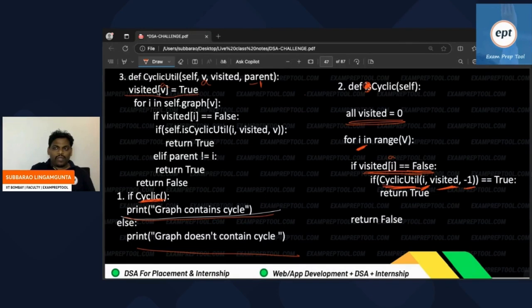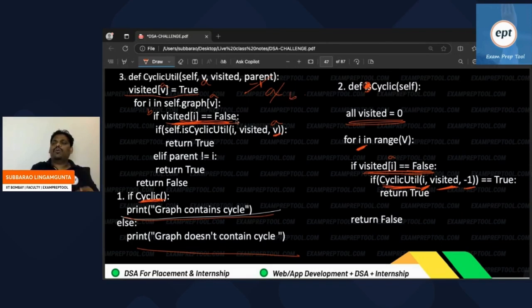Now, for A, find out who is adjacent. A adjacent, find all. Let us assume that B. Now check, visited of B is equal to false or not. If not visited, then I will visit. Yes, false means not visited. Then call recursion. But remember here, the parent place you are passing V. What is V? A. You are passing A. Previous parent is -1. Now parent is A. Next parent B. Like that, it keeps on updating.